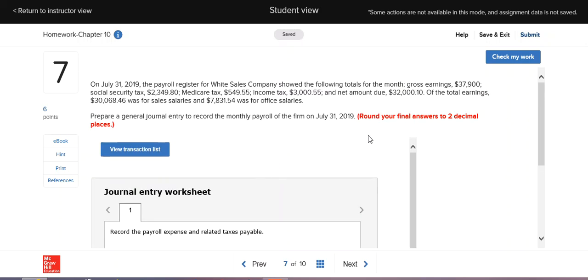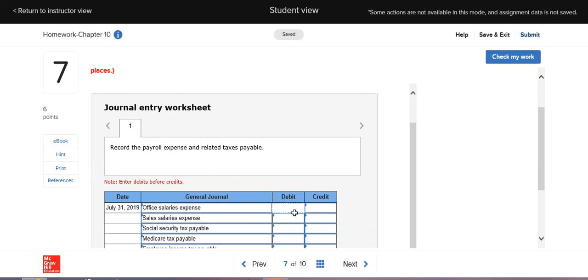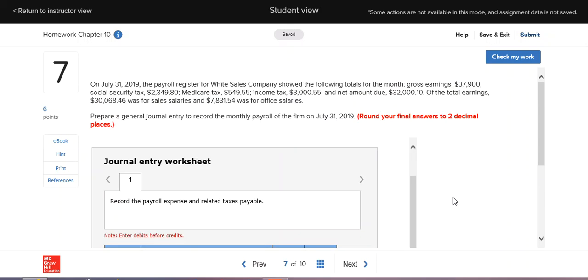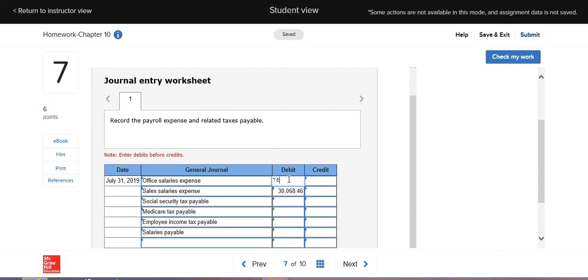And so now let's get our amounts. So our gross earnings were $37,900, but it said, oh, there it says, $30,068.46 was for sales and $7,831.54 was for salary. So we're going to take these two amounts and put them in the expense line. So $30,068.46. That was sales and office, $7,831.54. All right, so there's their gross amount.